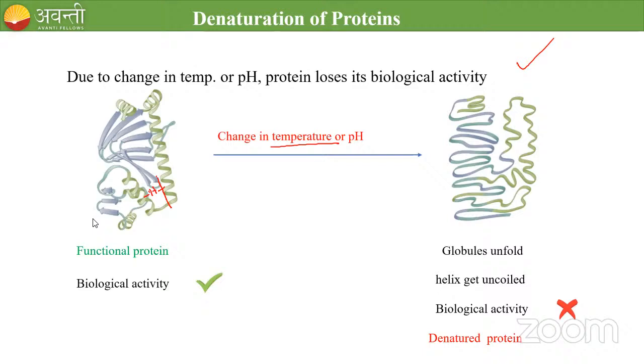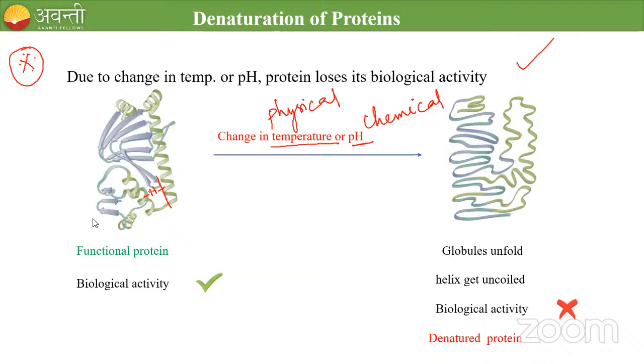If you are changing the temperature, it is called physical change. If you are changing the pH, it is called chemical change. Okay. If a protein is subjected to physical change, like change in temperature, or to chemical change, like change in pH, the protein will lose its biological activity, which is called denaturation of protein. Is it clear? This topic is a small topic, but a very important topic. Okay.